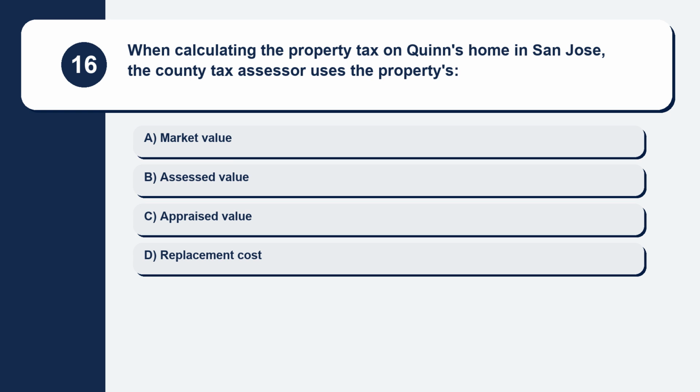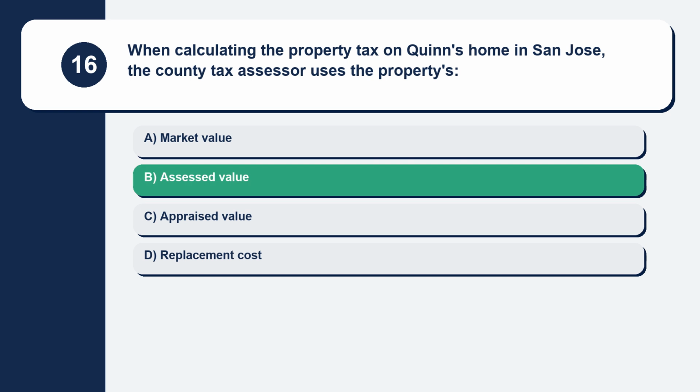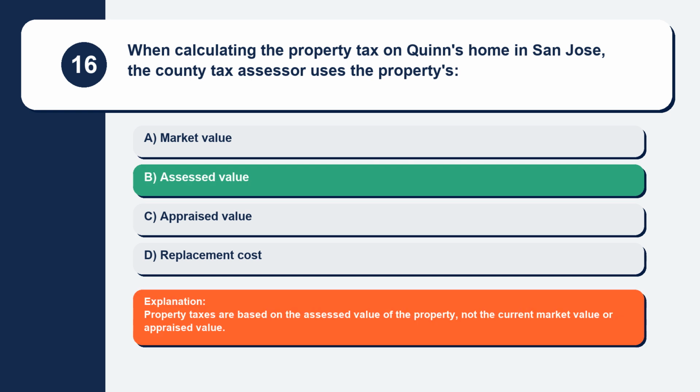Question 16. When calculating the property tax on Quinn's home in San Jose, the county tax assessor uses the property's. Here are your options. Option A, market value. Option B, assessed value. Option C, appraised value. Option D, replacement cost. The correct answer is option B, assessed value. Explanation: property taxes are based on the assessed value of the property, not the current market value or appraised value.